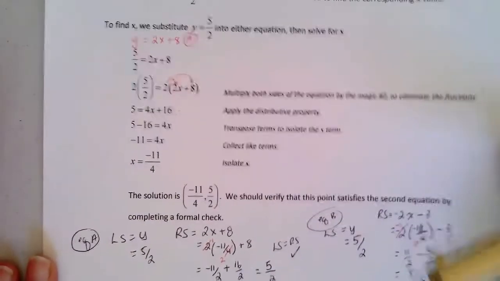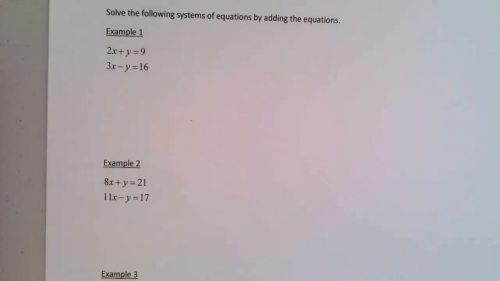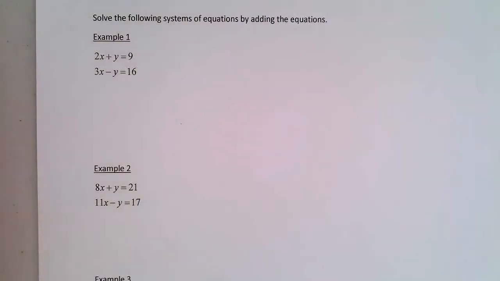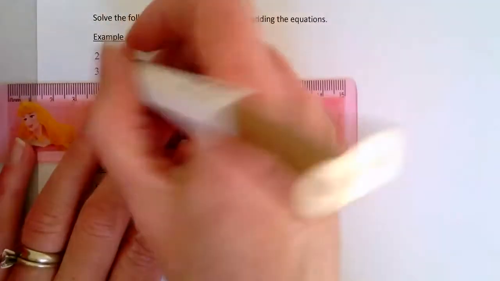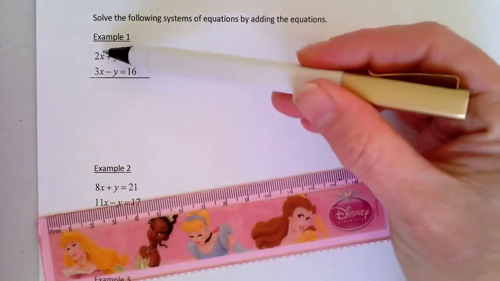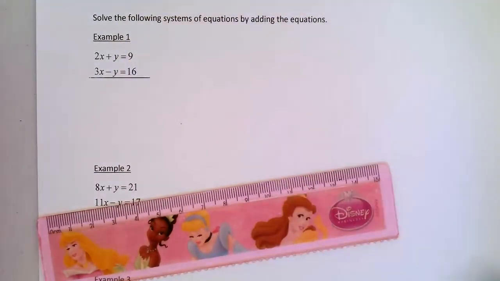So let's look at some additional examples. In all these examples, we are going to use addition. We're going to solve the following systems of equations by adding the equations. So I am going to draw a line underneath, and you'll notice that my x terms, my y terms, and my constants are all lined up on top of each other. Everything's nicely organized.